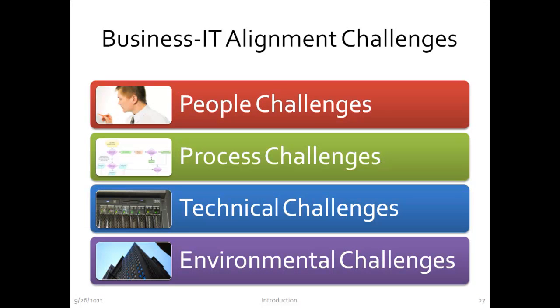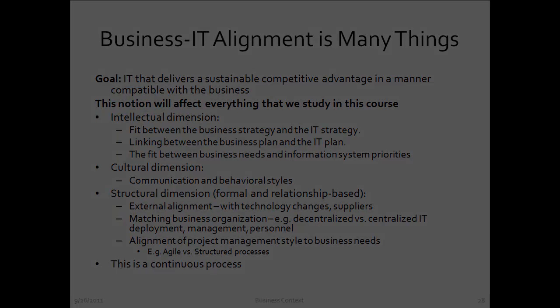Business IT alignment challenges can be placed into 4 categories. First, people challenges around the culture of the people in the different departments or organizations within the enterprise. Second, process challenges that arise from the complex nature of software development. Third, technical challenges around enterprise systems. These technical challenges are unique to enterprise systems, and we will cover them later in this lecture. Fourth, environmental challenges that arise from the business environment in which the system operates.